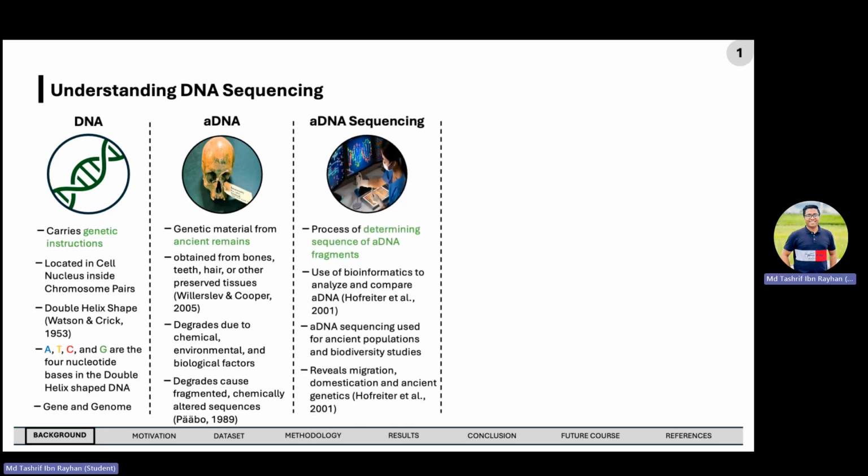Moving on to aDNA sequencing. This is the process of determining the sequence of aDNA fragments, and it involves sophisticated techniques. Bioinformatics tools are very crucial in analyzing and comparing aDNA sequences to modern genomes. aDNA sequencing has been pivotal in studies of ancient populations and biodiversity, providing insights into human migration, domestication of plants and animals, and the genetic basis of ancient diseases.